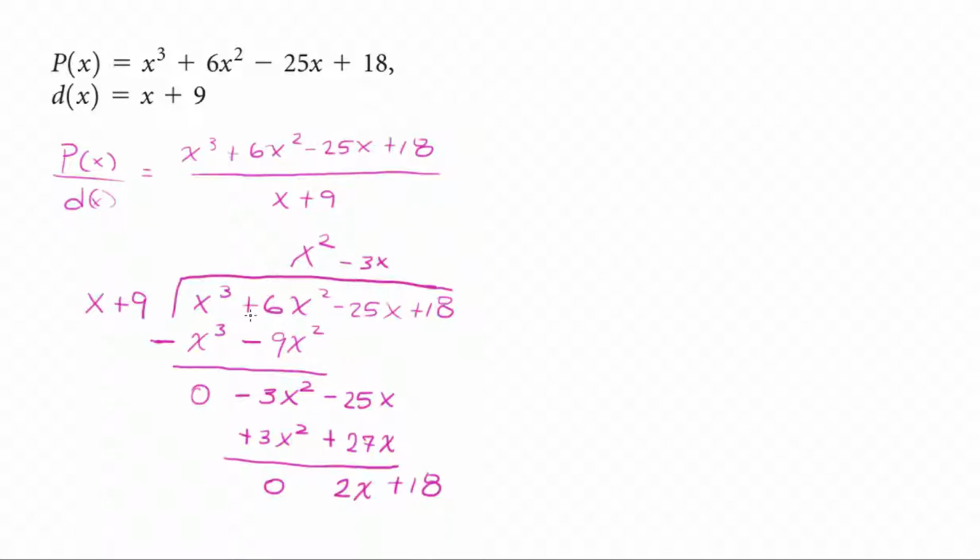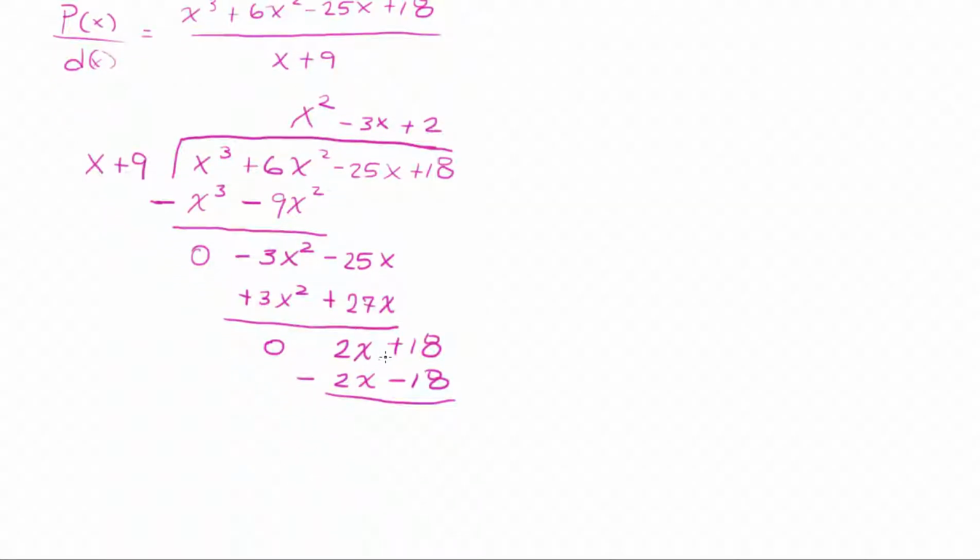Now the question is, 1 multiplied by x will give you 2x. Just 2. So 2 times x is 2x. 2 times 9 is 18. Now we change the signs immediately. 2x minus 2x is 0. 18 minus 18 is also 0. So you have a remainder of 0.